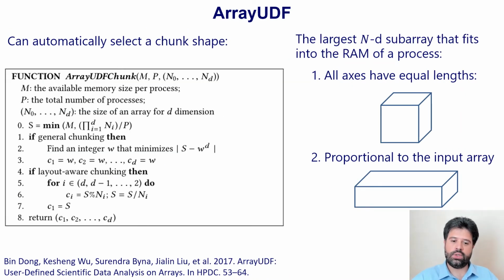ArrayUDF runs UDFs on multidimensional windows of an input array. One of its core contributions is the possibility to automatically select chunk shapes. The first heuristic chooses a chunk shape as the largest ND subarray that fits into the RAM of a process. In this case, all axes have equal lengths. In the 3D case, it's a cube. The second heuristic also respects memory limitations, but it selects the shape to be proportional to the sizes of axes of the input array.